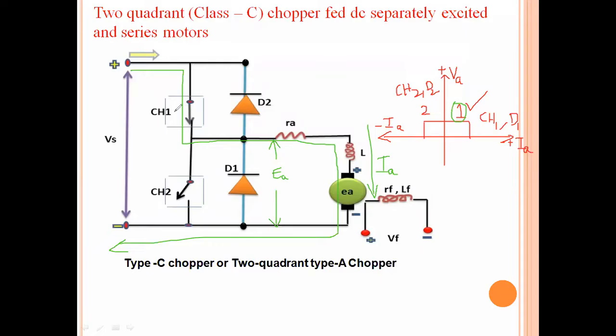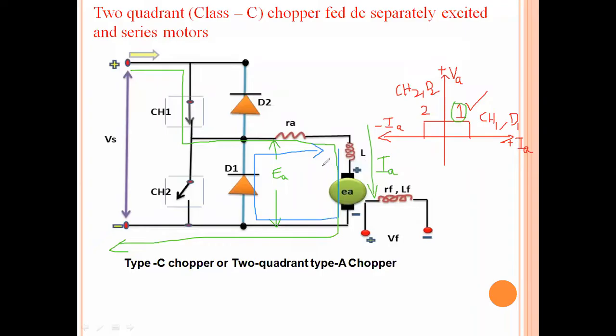If switch 1 is turned off, then this inductor having energy, this energy will freewheel from inductor to motor, and from motor to diode D1, from diode D1 to resistance RA, like this. So this will be the freewheeling path. During this freewheeling path, the current linearly decreases.